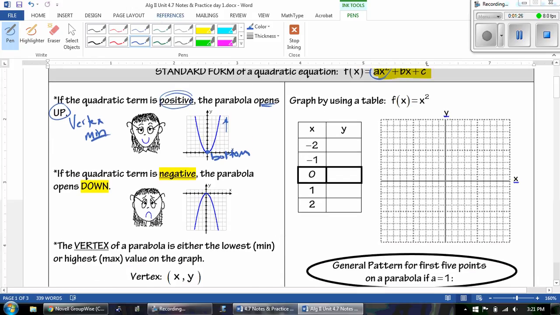Now, if the quadratic term is negative, the parabola opens down, kind of like a frowny face. And then once again, the vertex is the middle point. Right now it's at the top. So if it's negative and it's opening down, our vertex, the very top, is called a max. It's the very top of the graph. So it's kind of backwards. If it's positive, our vertex is the minimum. If it's negative, our vertex is the max.